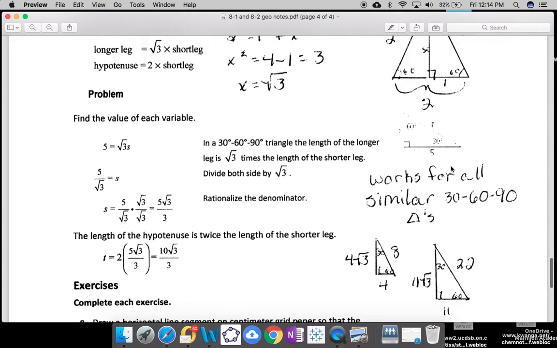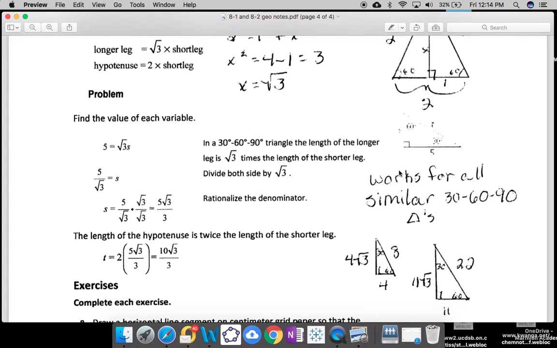Now, how do we calculate? Here, it printed a little light. This is my right triangle. My 60-degree angle is at the top. And on the right side is my 30-degree angle. This is side S. This is side T. And it gives me the long side, which is 5. How do I go from that to finding the short side and the hypotenuse?